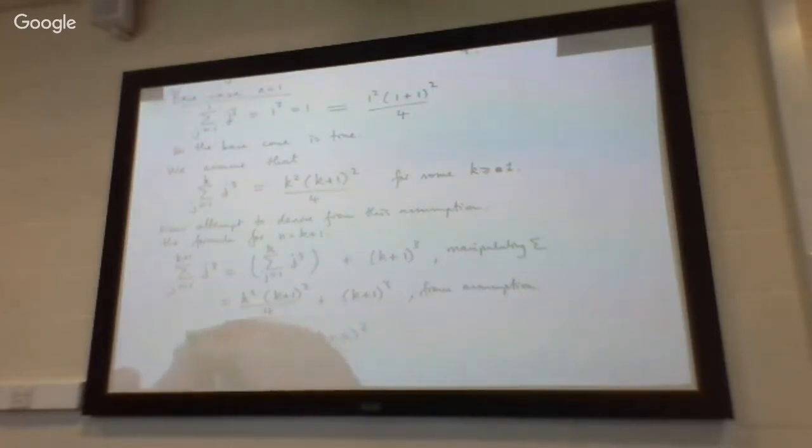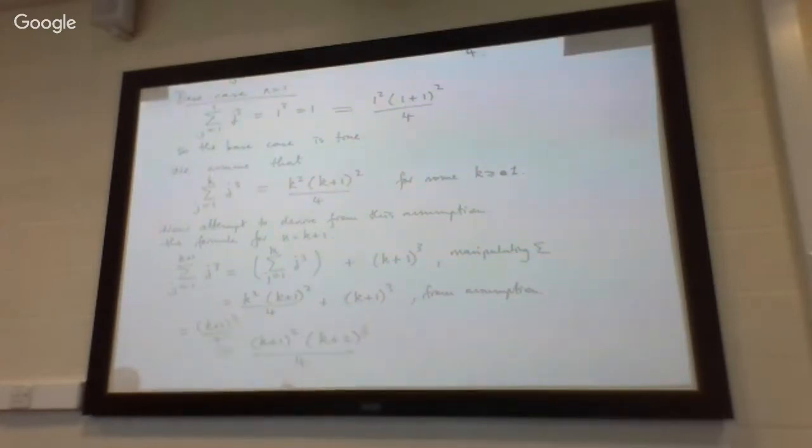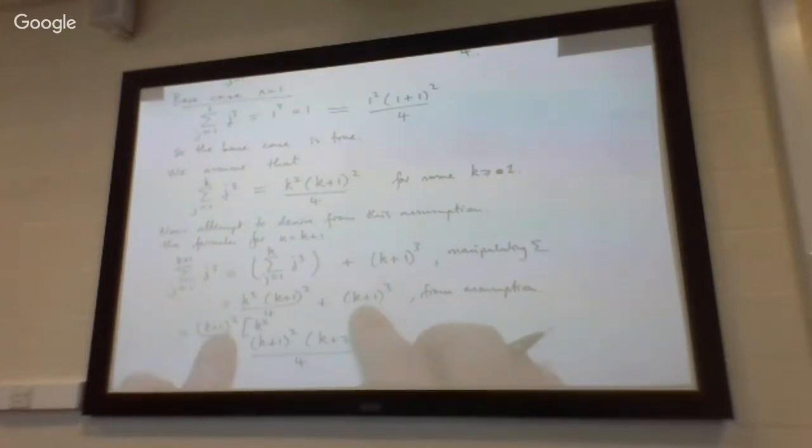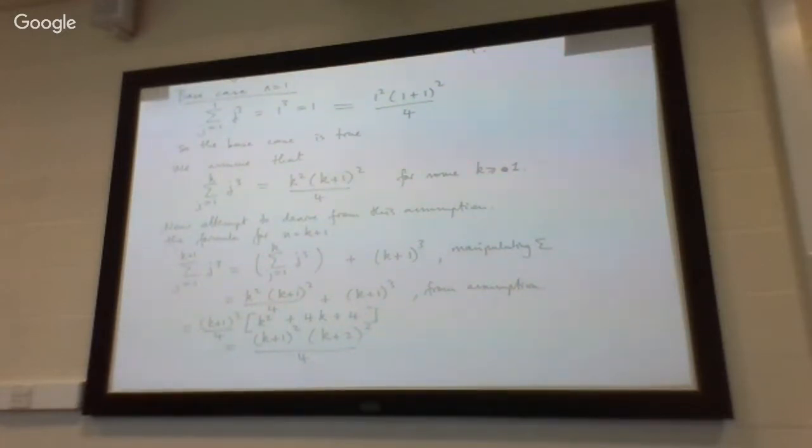So let's pull out k plus 1 all squared over a quarter. So that appears here. And what's left behind in the first term? Well, it's just k squared. And what's left behind here? Well, there's one of the k plus 1s left behind. We took out k plus 1 squared, but there was k plus 1 cubed. So there's k plus 1 left behind, but we also took out a quarter. So we should leave behind a multiple of 4 to compensate for taking a quarter out. So this should be 4 times k plus 1.